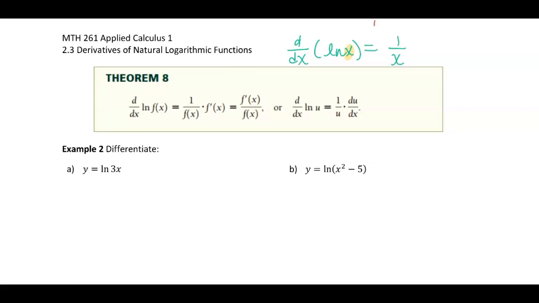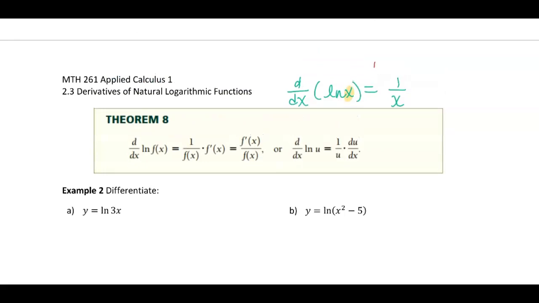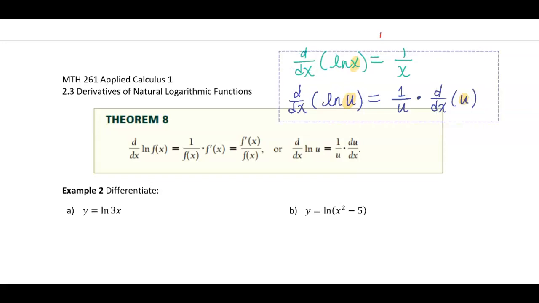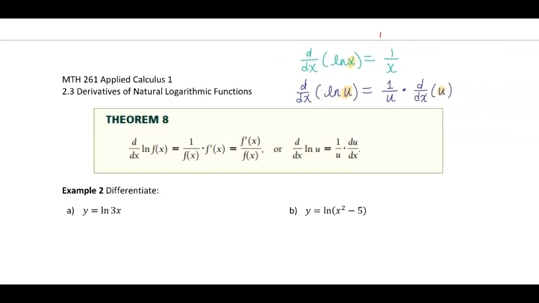We will be given something like the derivative of natural log of u, and u can be a function, okay? Then what we will have is 1 over u, but not only that, we will now multiply this by the derivative of the inside function u. So this is what makes Theorem 7 and 8 a little different. This will be used when we have a composition of functions.